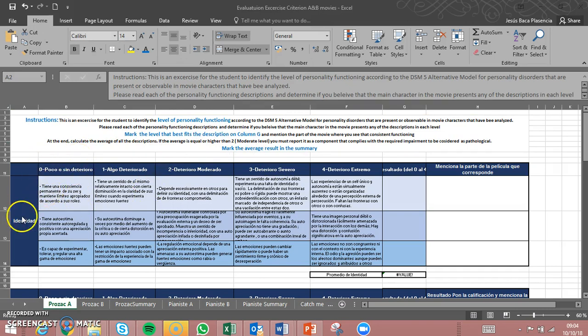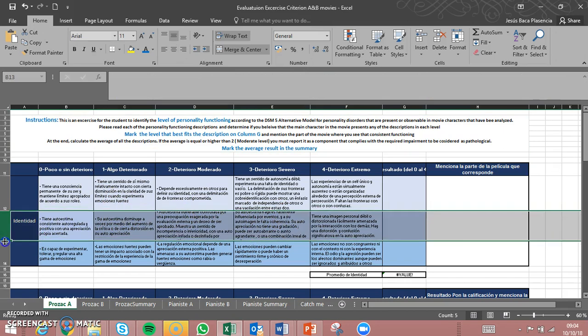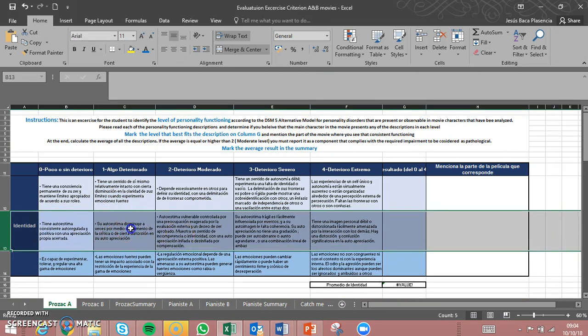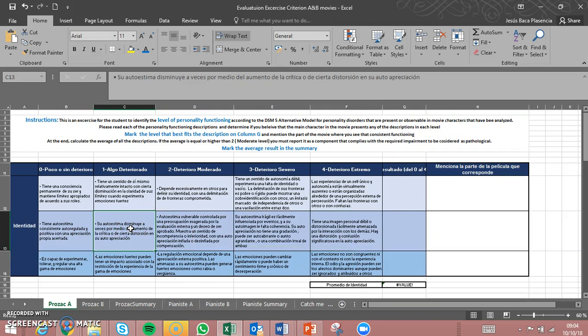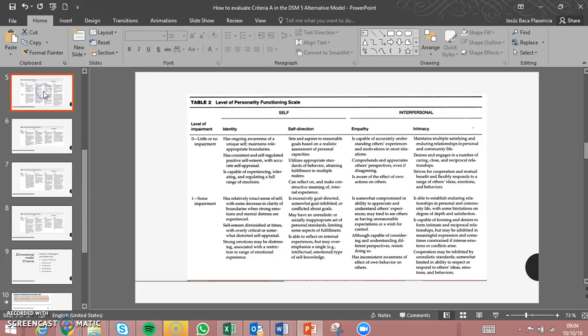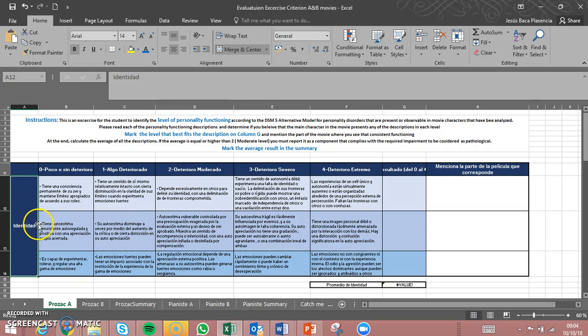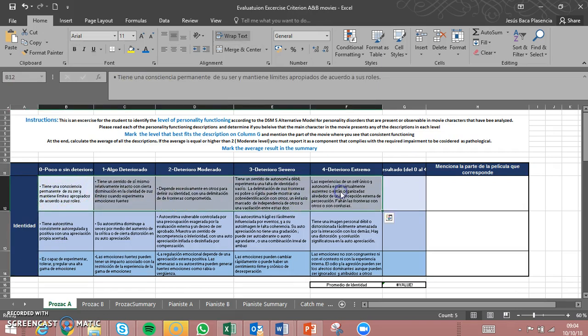So what you're going to do is, sorry that this is in Spanish, it should be in English, but I couldn't find it in the written or in this worksheet. So here for identity, this is the translation and the descriptions that we just saw right here, for example. So identity and little or no impairment would be translated here. Okay, so you are going to read, for example, for identity, these 5 descriptions.